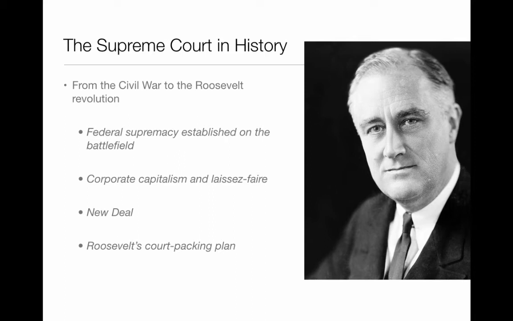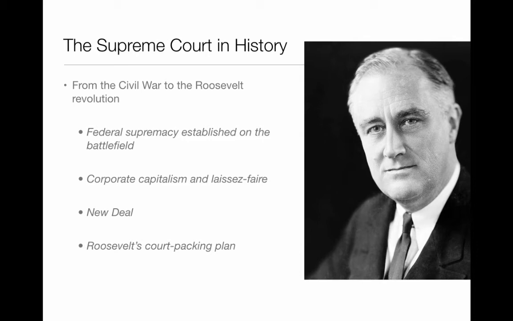He proposes that the president be given the authority to add an additional justice every time a sitting justice over the age of 70 refuses to retire. Now, I don't know if that's still part of American law. I've always wondered that. But once you hit 70, if you haven't retired by then, the president can appoint another person. I'll have to check and see if that's still the case.